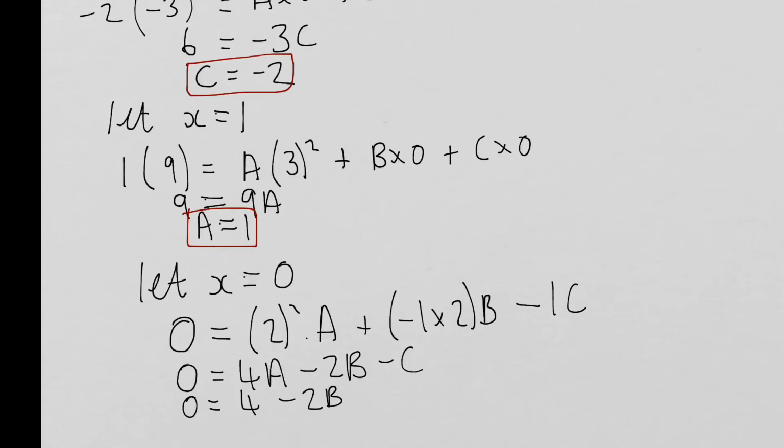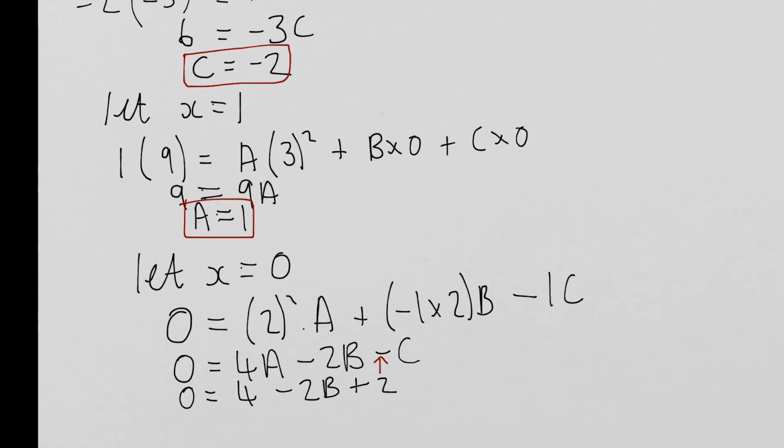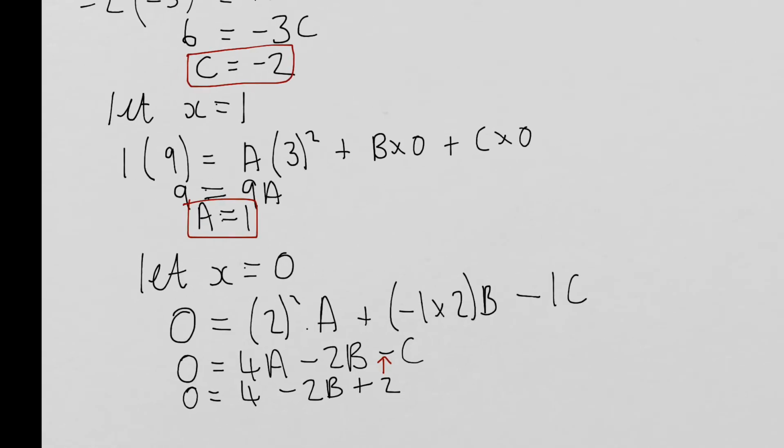So be careful here, because we do already have a negative there. So we will have minus and minus 2, which will make that a positive 2. Okay, and so we have 0 is equal to 6 minus 2b. So 2b is equal to 6, and b will therefore be equivalent to 3.